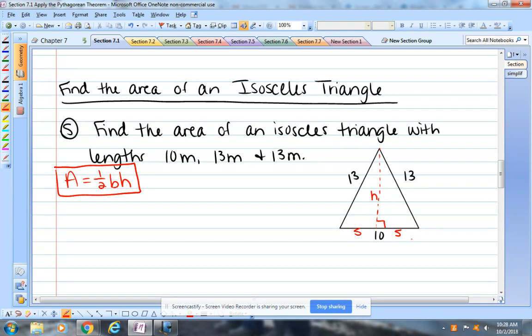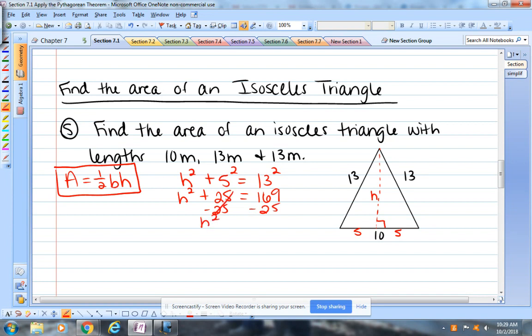So I can do the Pythagorean theorem to find the height. So h is a leg, right? So I can say h squared plus, what's the other leg? 5 squared equals 13 squared. So h squared plus what's 5 squared equals what's 13 squared? How come only one person's participating? Somebody besides Eli, tell me what I do now to get h by itself.